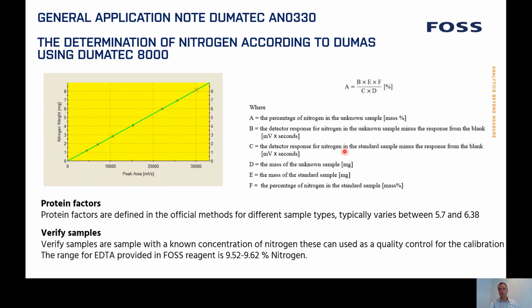Here is the calculation formula for the sample protein nitrogen content. And verified samples, when you've done the calibration, can be inserted as a control sample, where the nitrogen for the EDTA should be within this range. If it's not within the range when running a verified sample, the instrument will stop and say it's out of spec. You can also set it as an unknown sample and still have this quality control, and then the instrument will not stop.